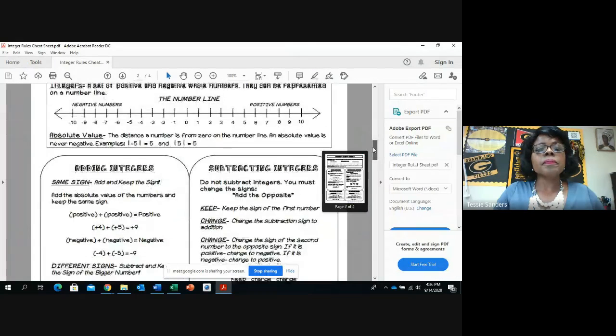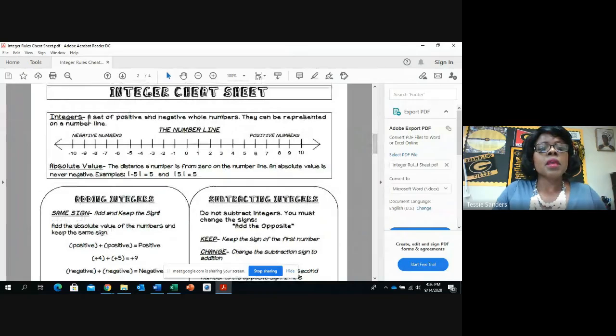Here's our note. Integers, a set of positive and negative whole numbers. They can be represented on a number line. So here's our number line. Take a look at the zero. Any number going to the left is negative. Any number traveling to the right is positive. And you can see that on our number line.